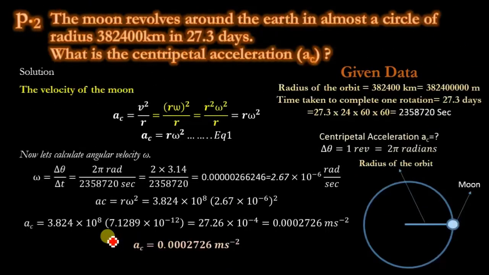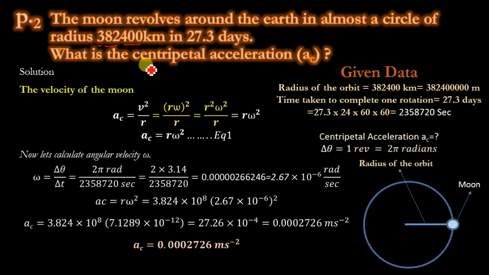Now let's solve problem number 2. Problem number 2 is: the moon revolves around the earth in almost a circle of radius 3,82,400 km in 27.3 days. It means that in 27.3 days, the moon completes one revolution around the earth.